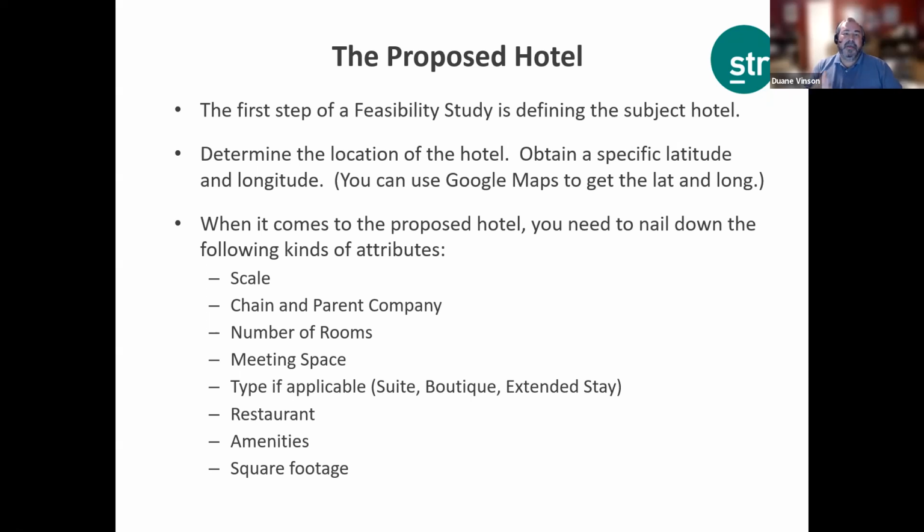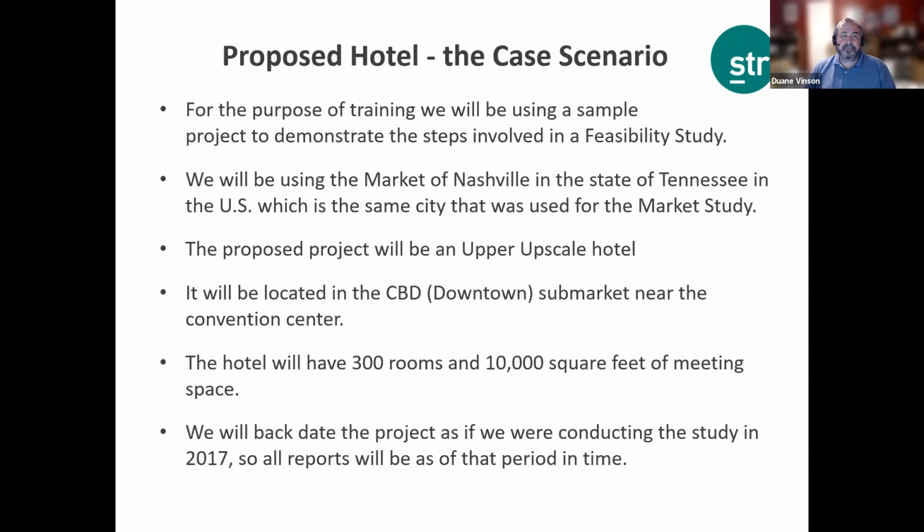In the scenario, we're doing this for training purposes. Again, if you can decide what is the scale of hotel that you plan to build, what is the chain or parent company, what is the number of rooms, the meeting space, if it is some special type of hotel. We give you some examples here of a few, like an all-suite hotel, a boutique hotel, extended stay, for example. Will it have a restaurant? Very important. Amenities, other amenities that may be included, and also square footage of your hotel.